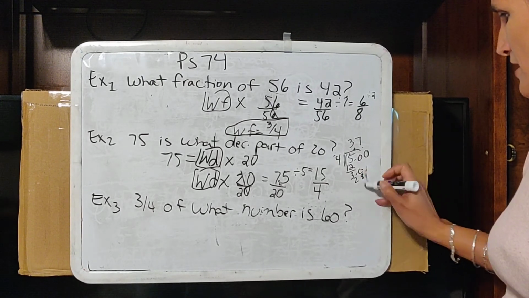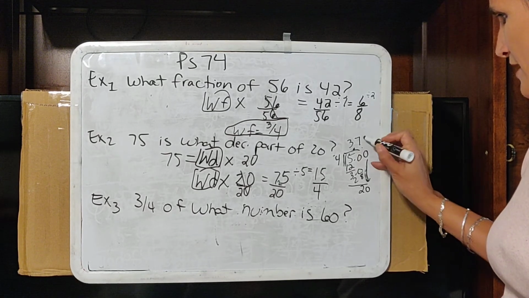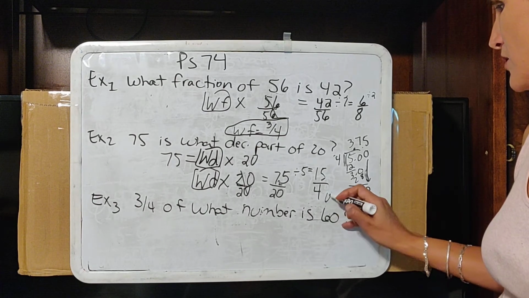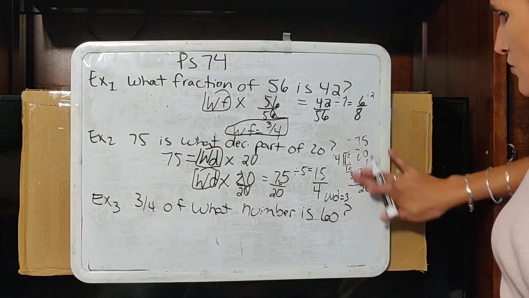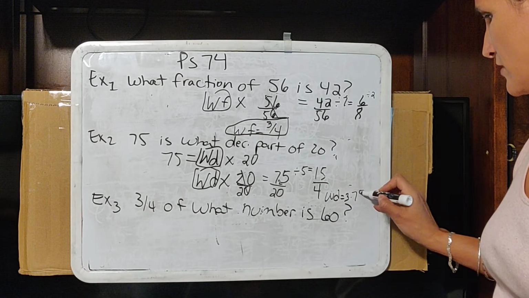Sorry, I messed up there. So we're going to have 2, drop your 0, and that's 3.75. So your solution would be W equals 3.75. I'm going to erase this because it's in my way. Okay?